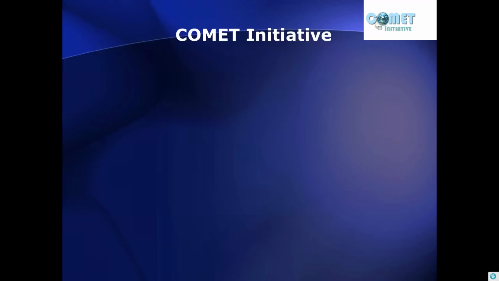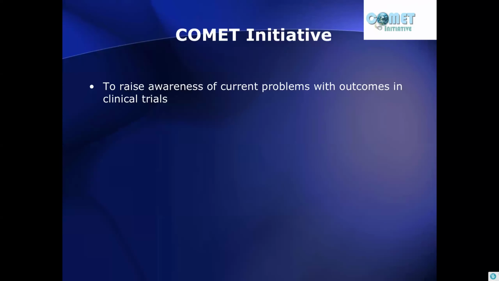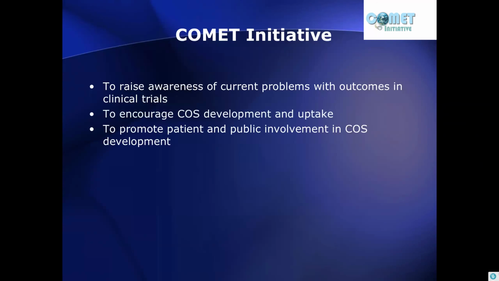And subsequent meetings and activity have shown that COMET is now a truly international network. And indeed, they had their, I think it was fifth or sixth meeting in Amsterdam recently, in early November. So what COMET's trying to do is to raise awareness of the current problems with outcomes in clinical trials, to encourage people to develop outcomes and uptake the outcomes, to promote patient and public involvement in the core outcome set development, to provide resources to facilitate this.